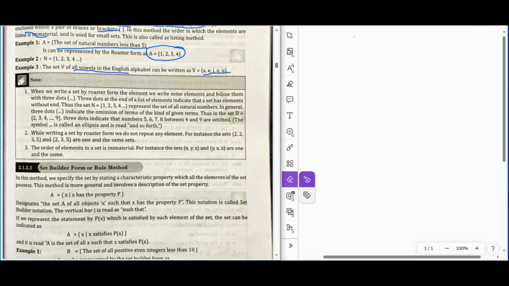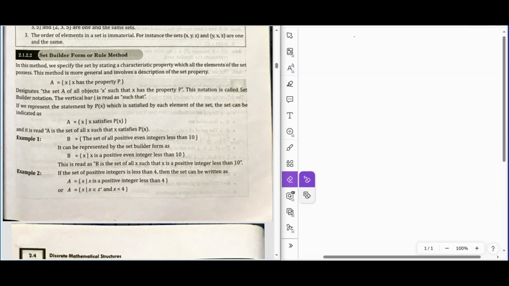Then moving on to the next one, we have set builder form. What is set builder form? In this method we specify the set by stating a characteristic property which all the elements of the set possess. Any set we can write in the form of a sentence, for example, x has the property p. For example, the set of all positive even integers less than 10. This way of writing a sentence is called set builder form, or rule form.